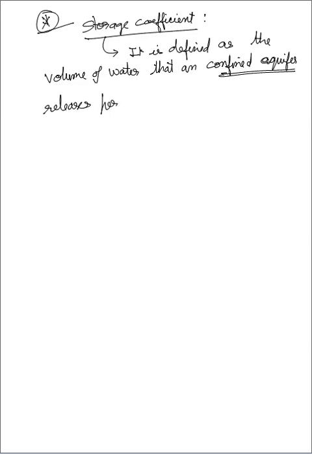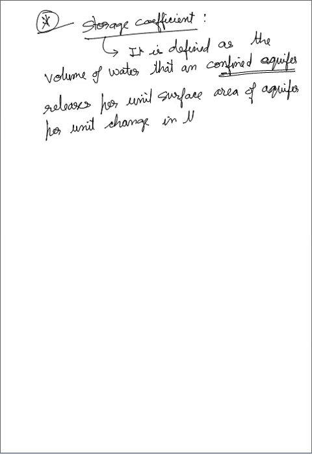per unit surface area of aquifer per unit change in the component of head. Normal means perpendicular, normal to that surface. Okay, so this is the definition.